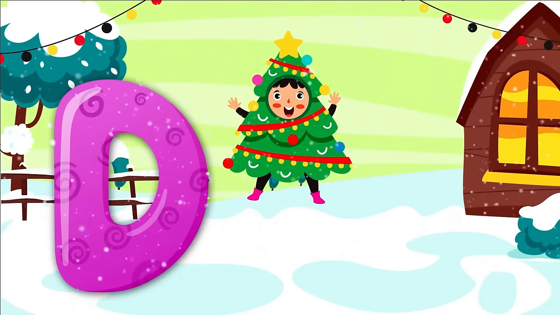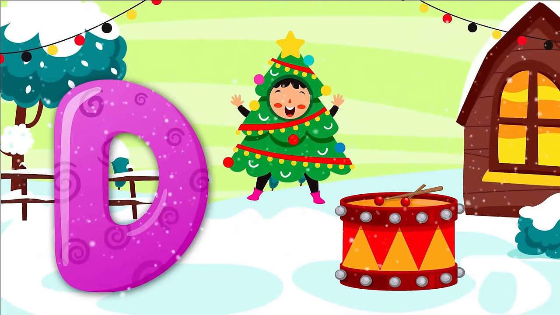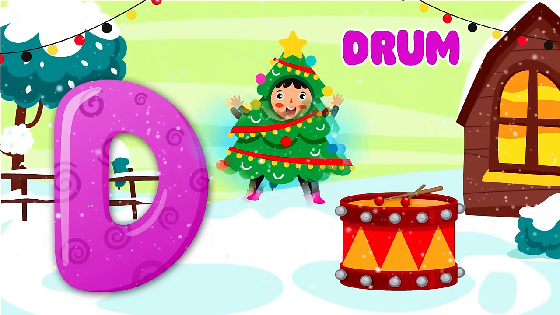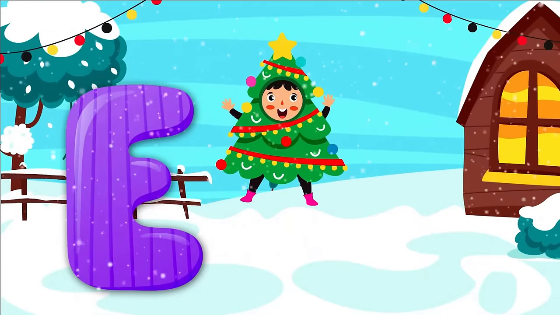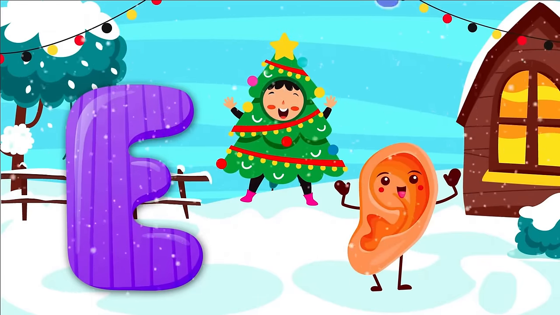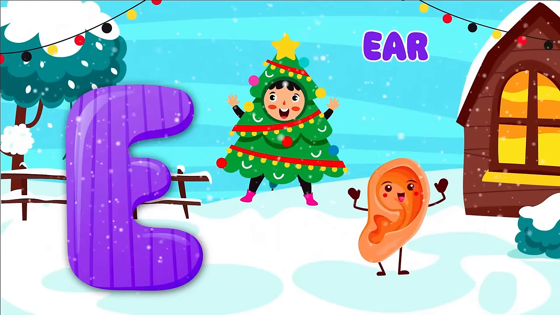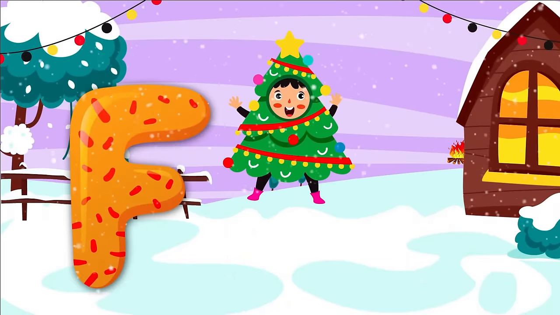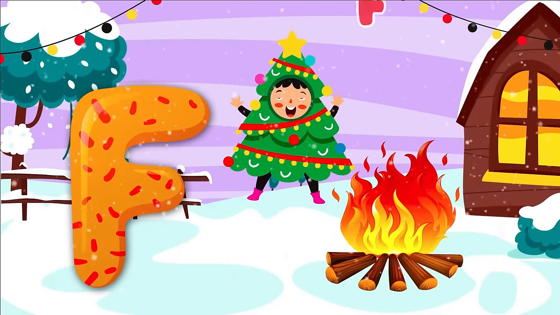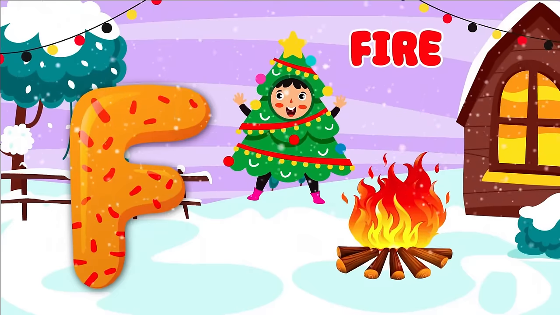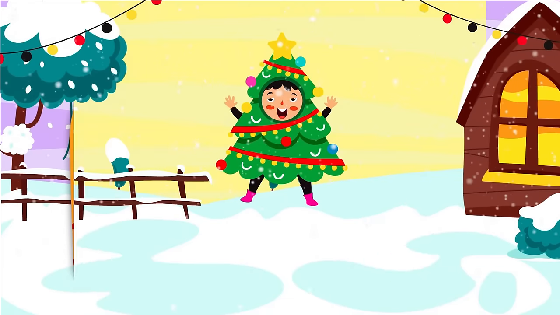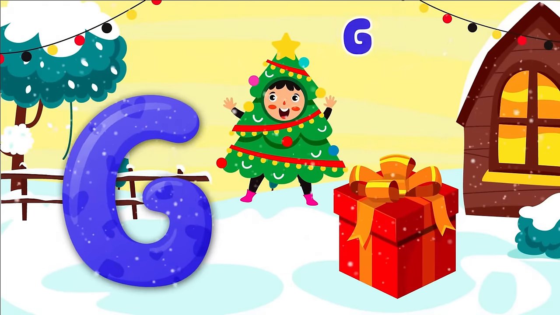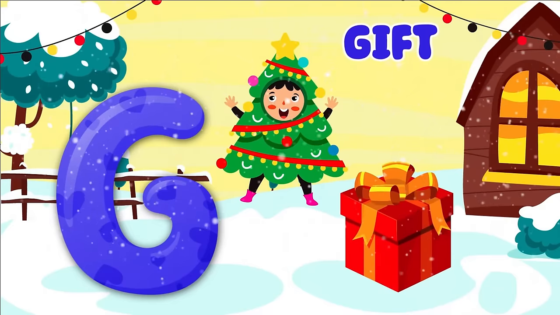D. Drum. D is for drum. E. Ear. E is for ear. F. Fire. F is for fire. G. Gate. G is for gate.